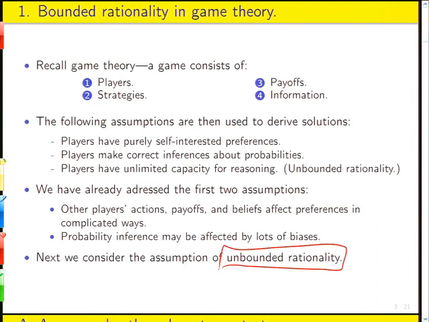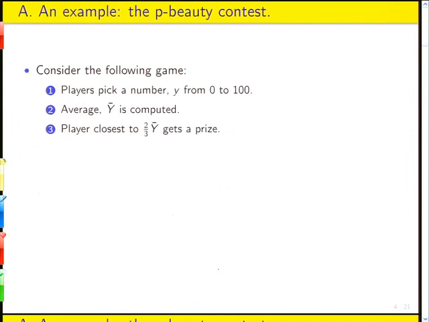Okay, so here's an example. This will motivate the main model of bounded rationality in game theory. So this is a game called the P-Beauty Contest. And it's based on a statement, and I can't remember where this is from, of John Maynard Keynes, who had a relatively jaundiced view of private investors in stock markets.